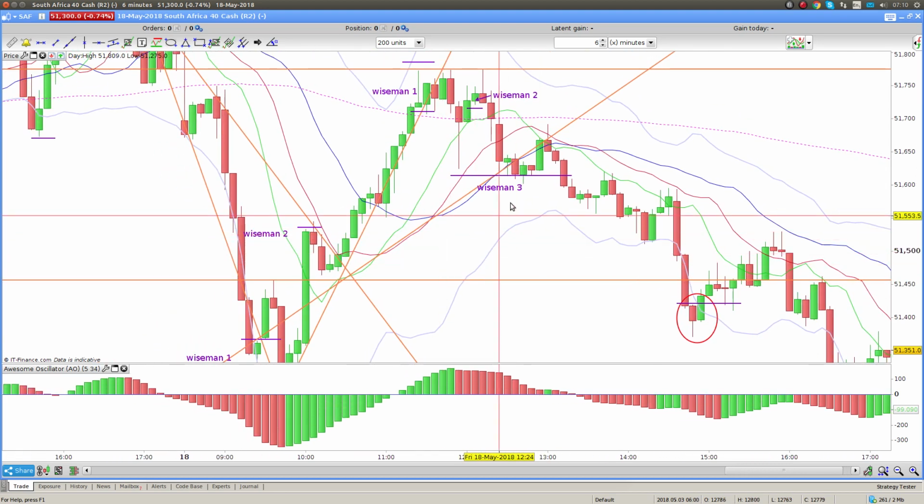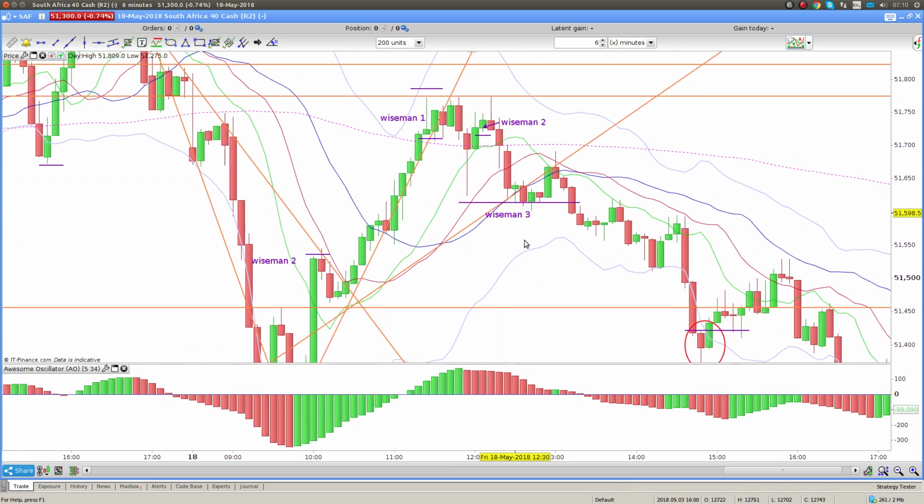Okay, sorry, there's something I missed out on wise man number three, which is pretty important. The only time you take wise man number three is when the break of the fractal, in other words the break below this tail, is also below the red line. So if you're taking a fractal break to the downside, this breakout needs to happen below the red line. If it doesn't happen below the red line, it is not a wise man number three.